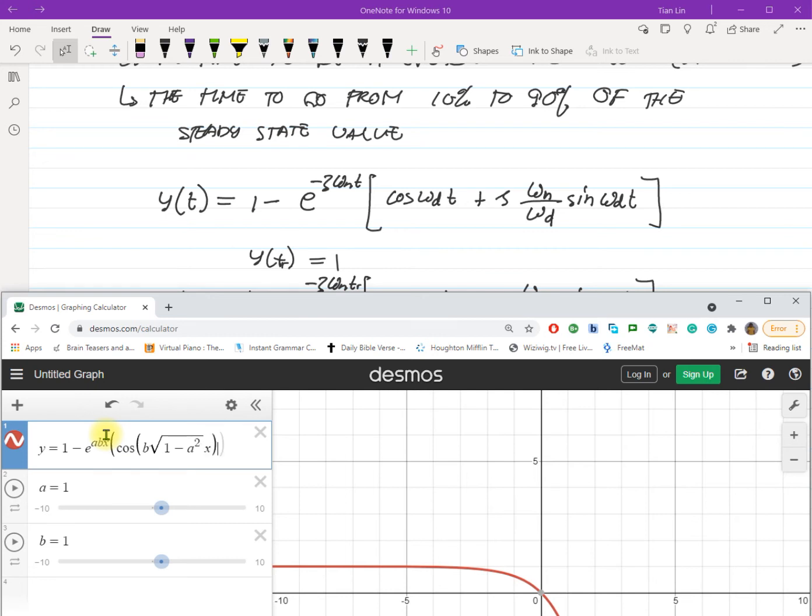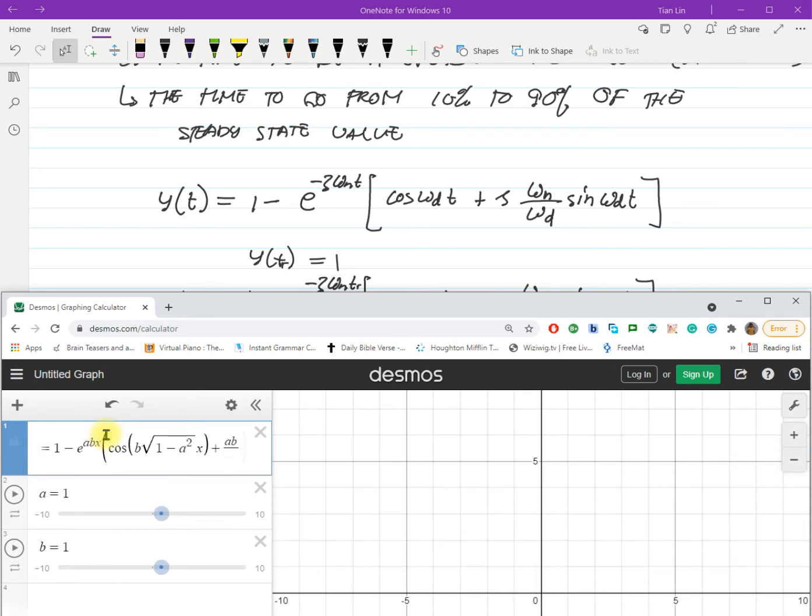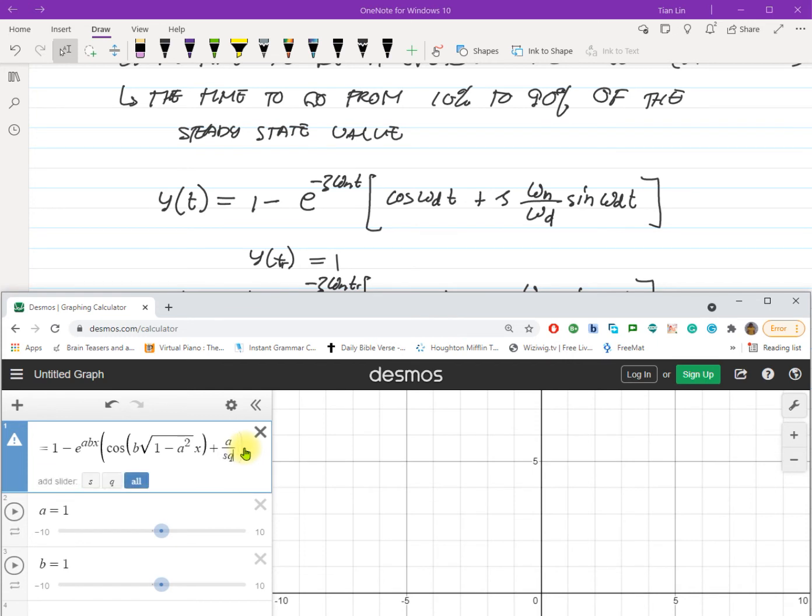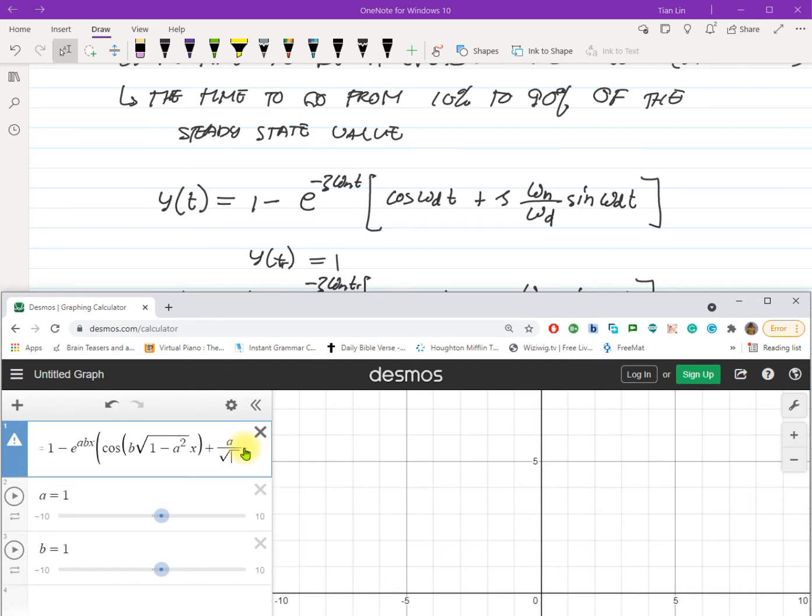Then plus zeta times omega n over omega d. Zeta is a, times omega n is b. Then divide this by omega d, which is omega n. So b will cancel out here, and this will be the square root of 1 minus a squared.